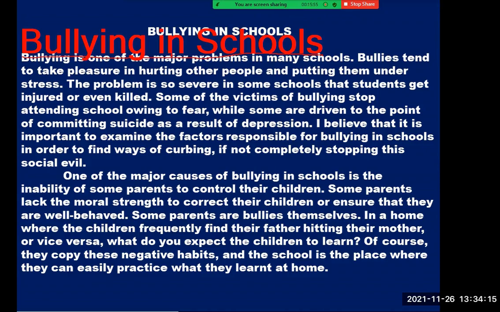Now, English words can be divided into two: content words and function words. Content words are words that carry meaning, such as nouns, verbs, adverbs, adjectives. These are words that convey meanings. When we talk of bullying, you know that bullying has meaning on its own. In is a word that doesn't carry meaning. We just use it to join bullying and schools together.